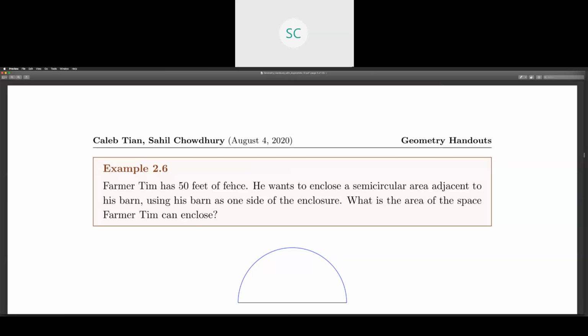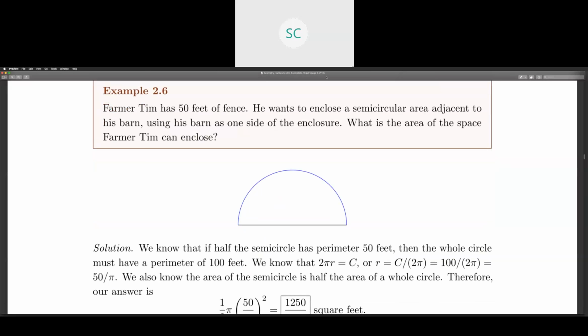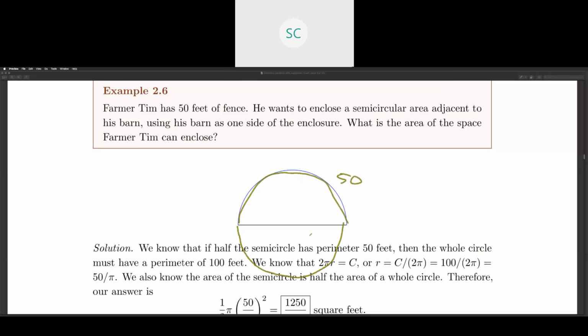Okay, so I'm going to go ahead and go over this problem now. So we are given essentially that the blue line here is 50 feet. And a natural thing to do would be to create a circle out of it, right? We're given a semicircle. We know how to deal with circles, so let's just create a circle out of it. If we just flip this over by symmetry, it's pretty obvious that this perimeter over here, the one under the already given semicircle, will also have a perimeter of 50.